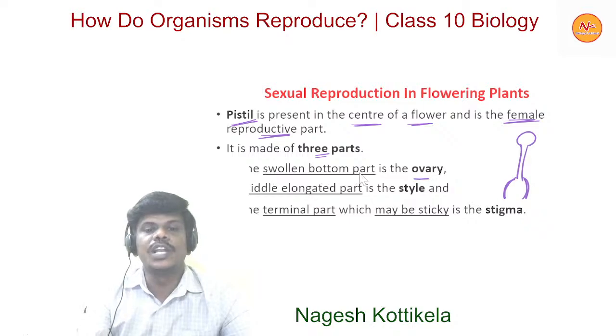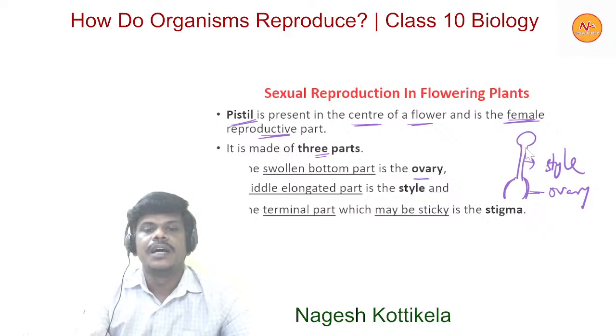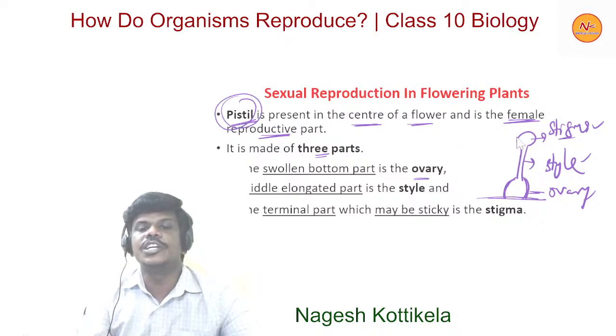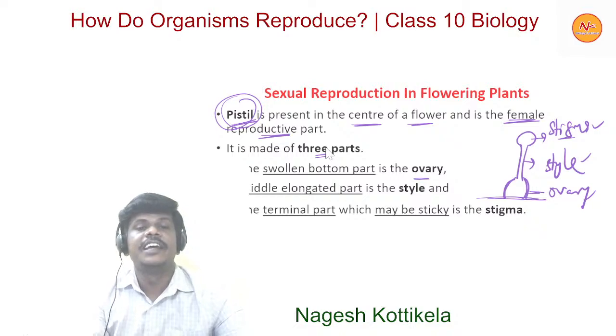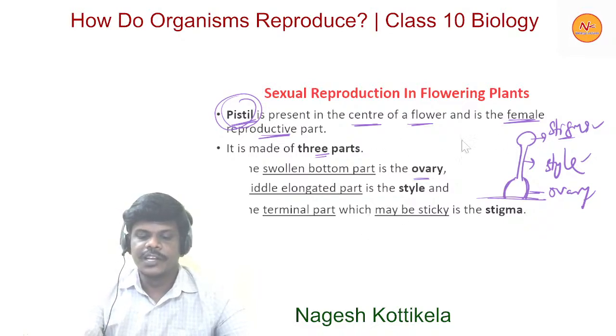Now here the swollen bottom part is the ovary, the middle elongated part is the style, and the terminal part, which may be sticky, is the stigma. Okay, so stigma, style, and ovary all together form the pistil, and it is the female reproductive part in a flower. Up to here, did all of you understand? Yes. Now let's proceed with the continuation. The three parts of the pistil in the flower are stigma, style, and ovary.